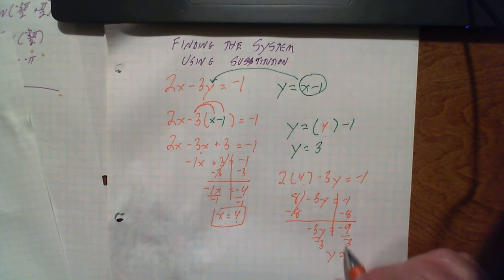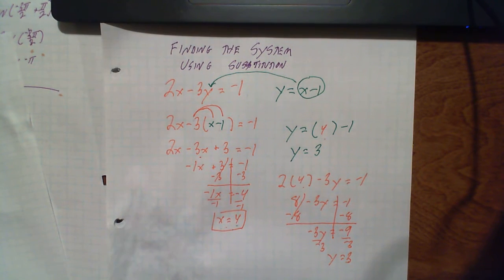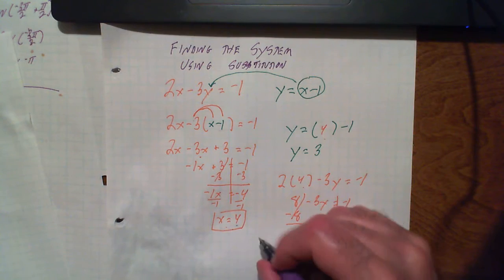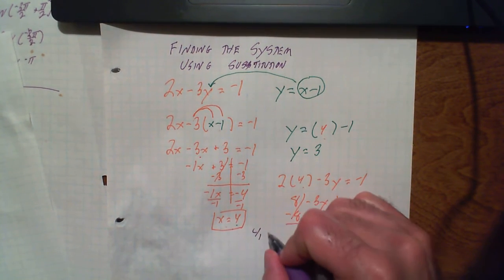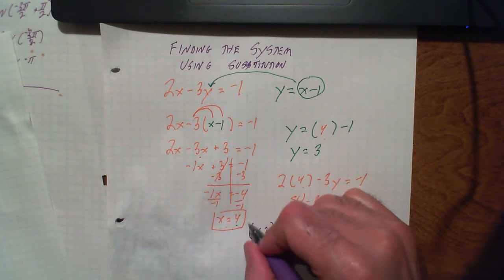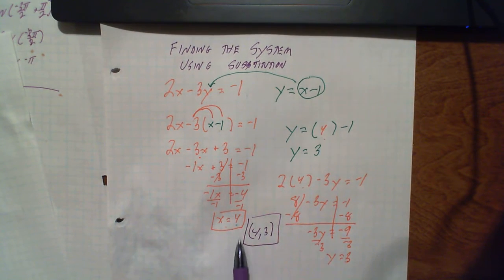So look, I plugged in both equations and got y equals 3. That means my answer is correct, and my final answer will be written as (4, 3). That's my point of intersection. Where do I get the 4 from? 4 is my x, and 3 is my y. Okay? Let's do another one, shall we?